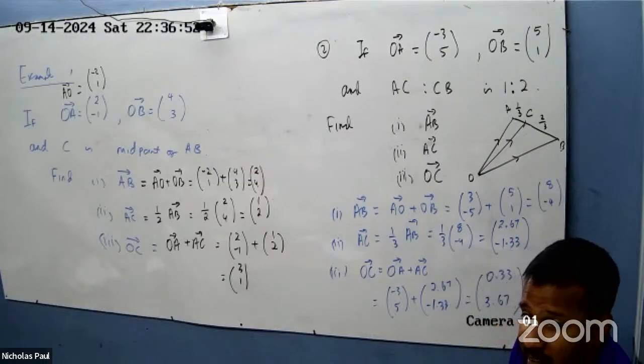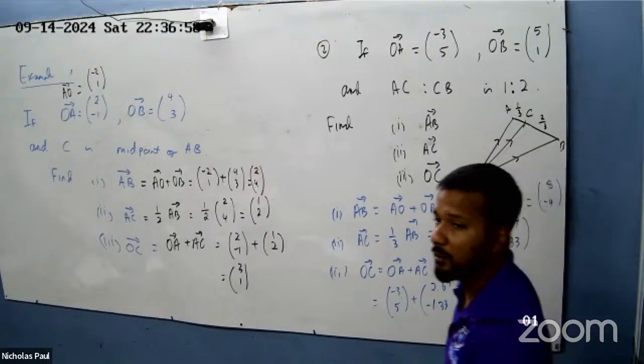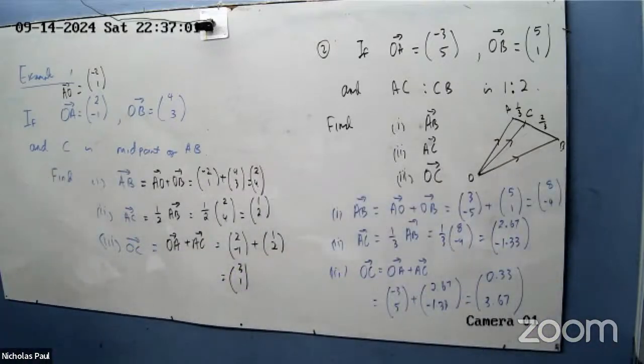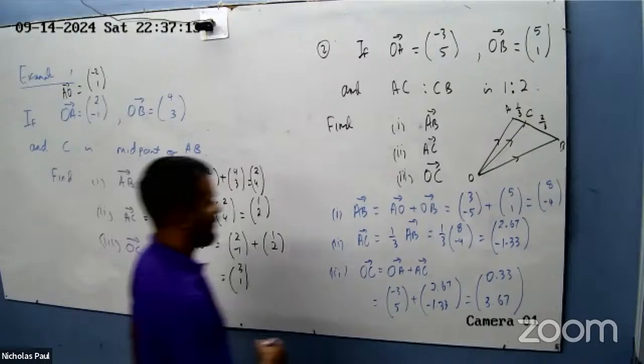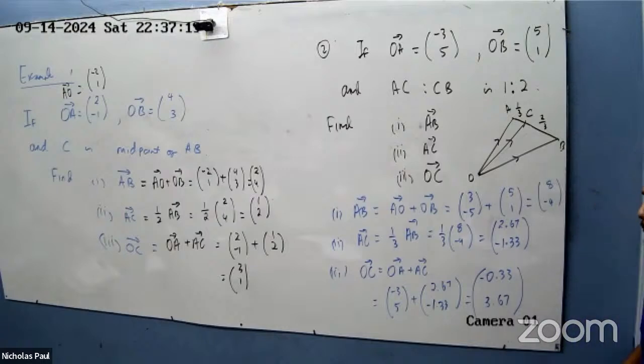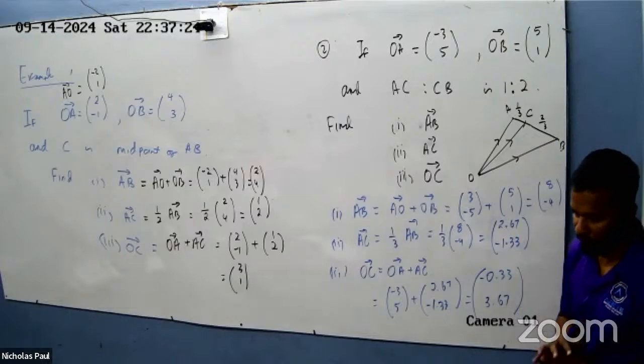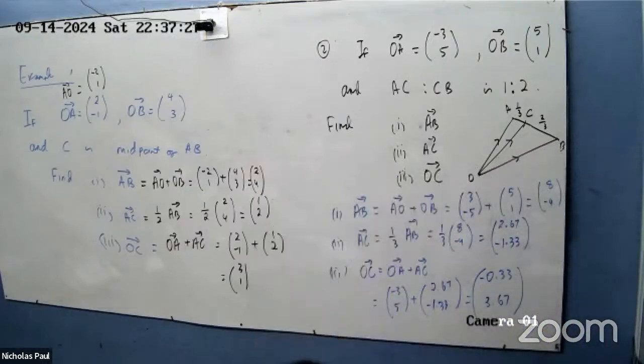You're okay with it, Gina? Tell me. Now we're done. No, Gina. Oh, yes, yes, it's negative. It's negative, sorry. Negative 0.33. Try this next one here.